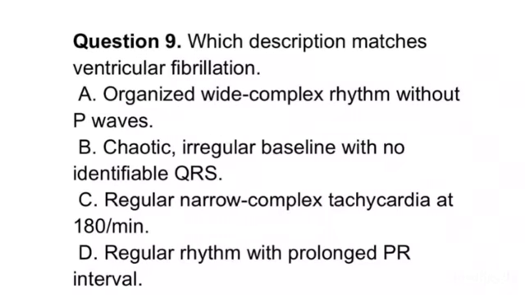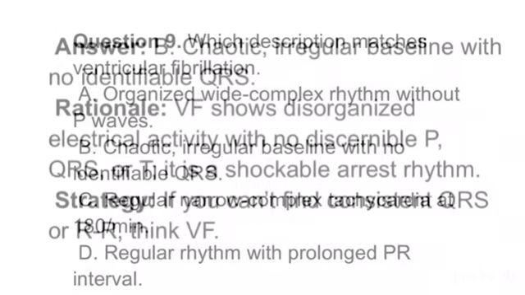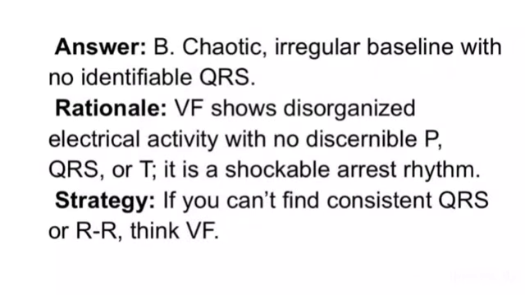C. Regular narrow complex tachycardia at 180 per minute. D. Regular rhythm with prolonged PR interval. Answer: B. Chaotic, irregular baseline with no identifiable QRS. Rationale: VF shows disorganized electrical activity with no discernible P, QRS, or T. It is a shockable arrest rhythm. Strategy: if you can't find consistent QRS or RR, think VF.